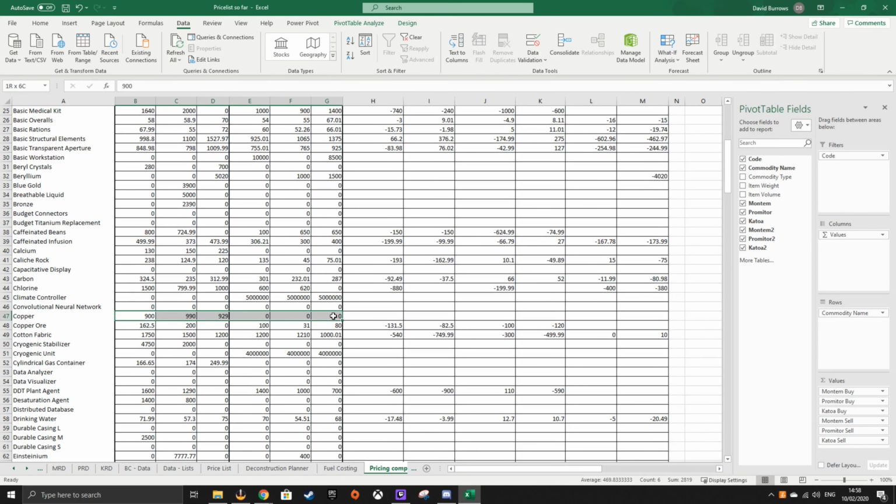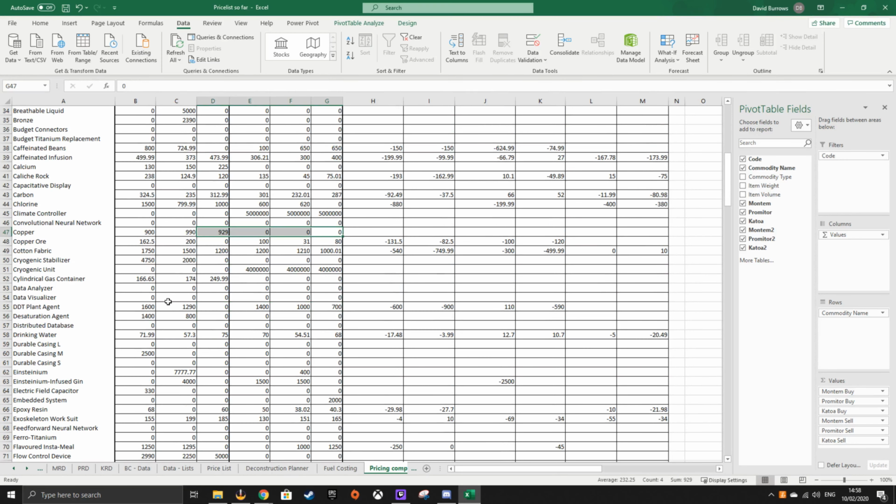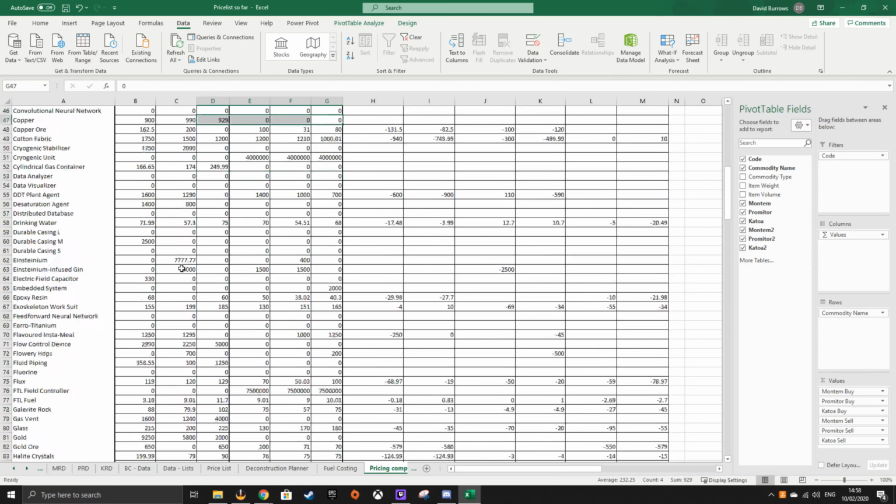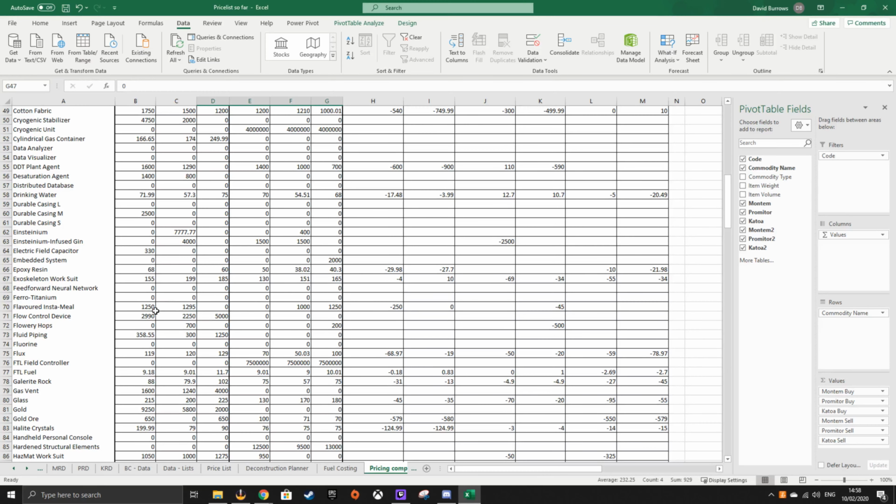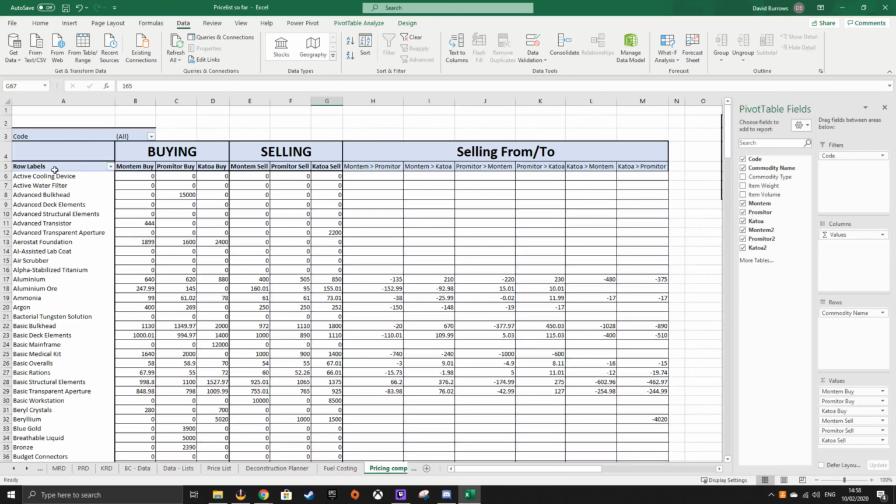Oh no, sorry, that's buy order, so there isn't actually any buy orders for copper at the moment. That was a bad example. Let's just have a quick look. So if you've got a resource, there we go, that's a good idea. So exoskeleton worksuit, you can see the cheapest place to buy it is currently Montum because it's on the far left. So that's Montum buy, and to sell it would be Katoa because it's in the final column.